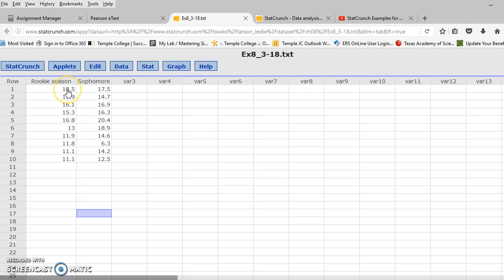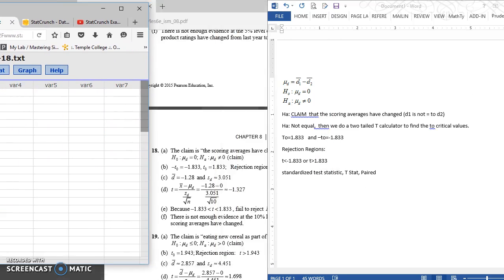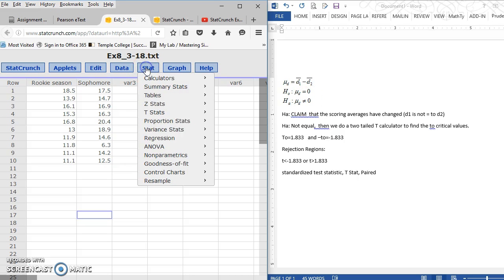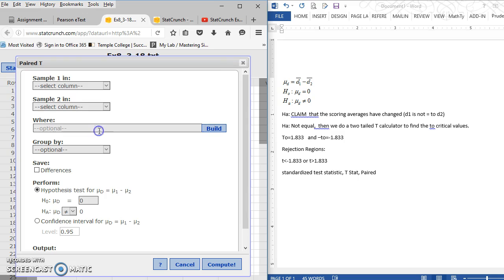Rookie season, these were their scoring averages for a basketball player. And their sophomore season, this was their scoring average. So I'm going to make this where we can still see our paper because we need to see our H sub A to determine our symbol here. So we're going to go to Stat, T-stat, but remember this is paired because they are dependent samples. In column 1, we have the rookie season. Sample 2 is their sophomore season.